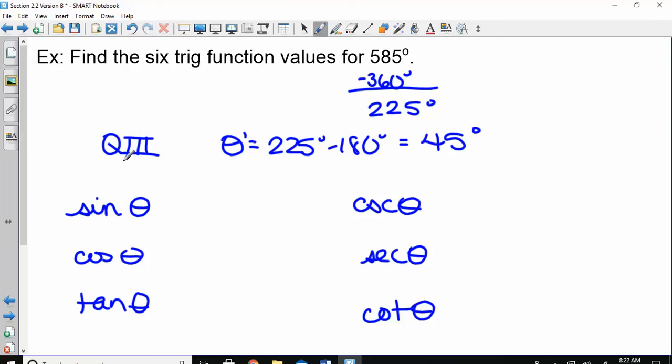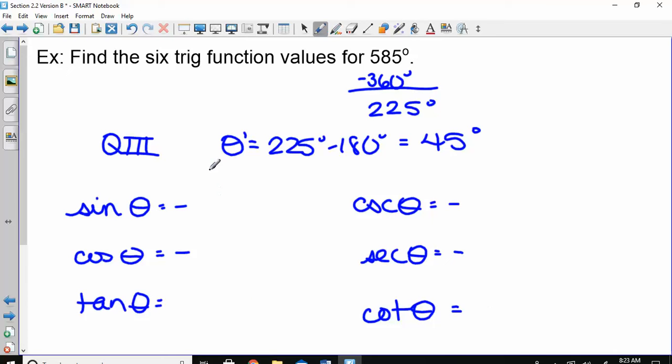In quadrant 3, what's positive? Tangent, and so cotangent would be positive. So that means the other 4 are negative. Okay.